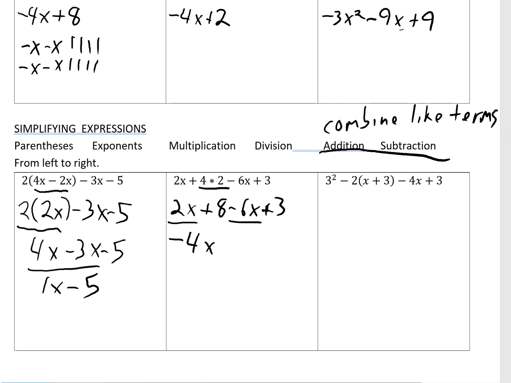What I tend to do when I'm combining like terms is just cross them out as I go, and then I'm left. Other people will do a different shape, and that's okay too. I tend to just cross out the ones I've used so that I can see it better. 8 plus 3 is, of course, 11.